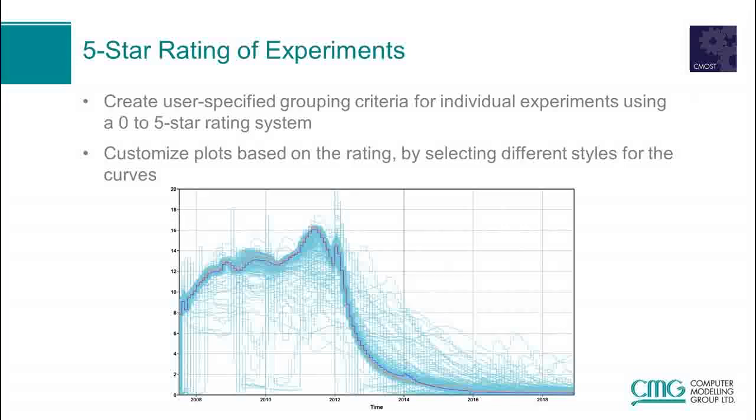Another nice feature that was added was the new 5-star rating system of experiments. And what this allows you to do is actually specify criteria that will rank your models on a 0 to 5-star system. And so you can say, I want my models with the lowest water cut and the best oil production, lowest SOR to have 5 stars, and then going down from there. And it'll actually highlight these accordingly and allow you to select different styles for the curves in order to get a better understanding of how and where these all line up next to each other in the different plots that you might be looking at.